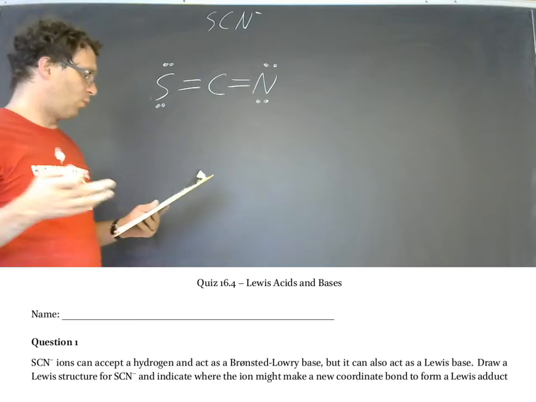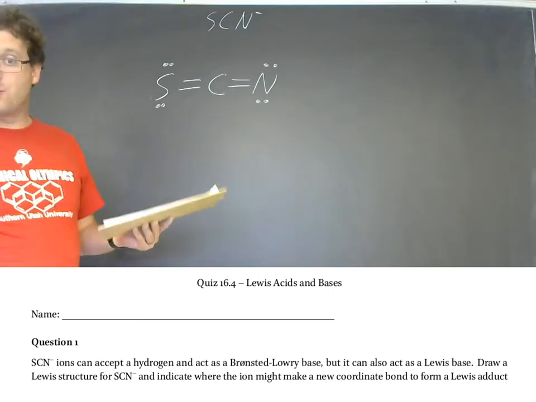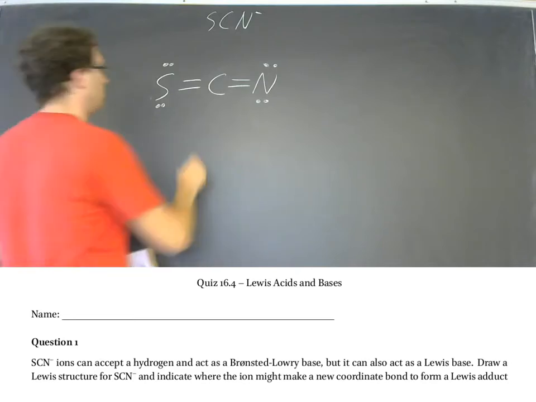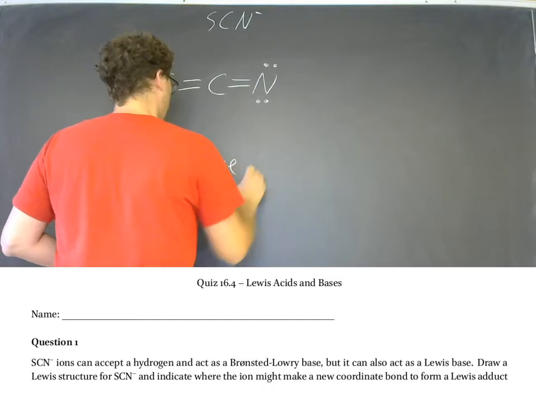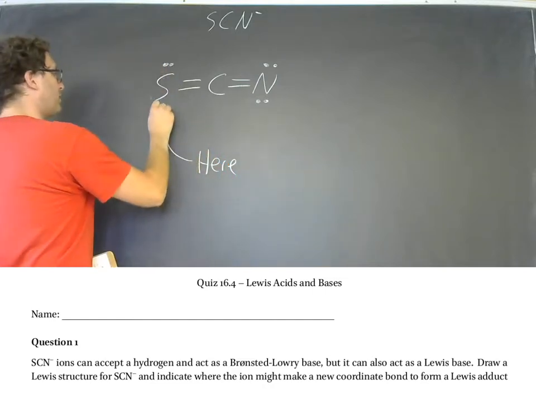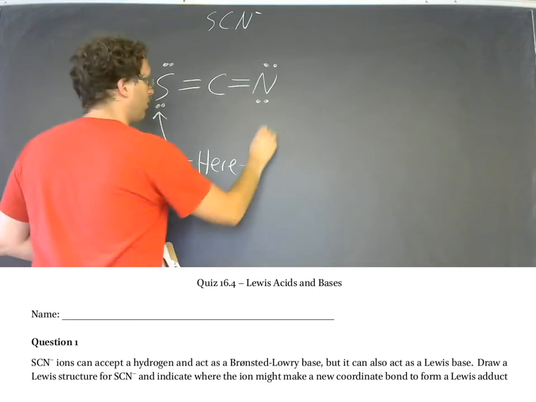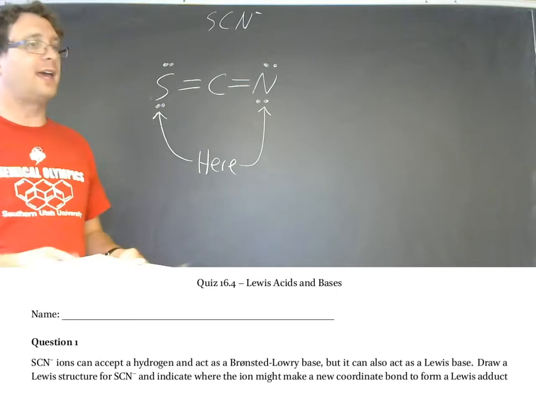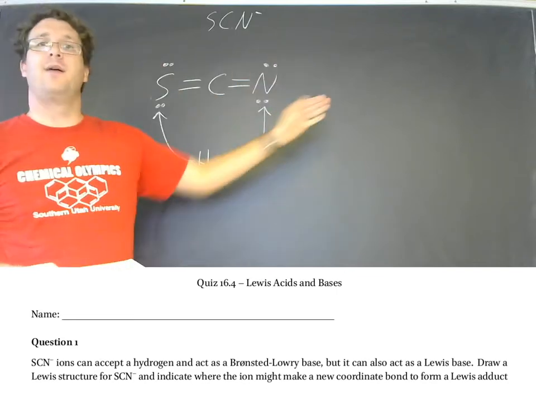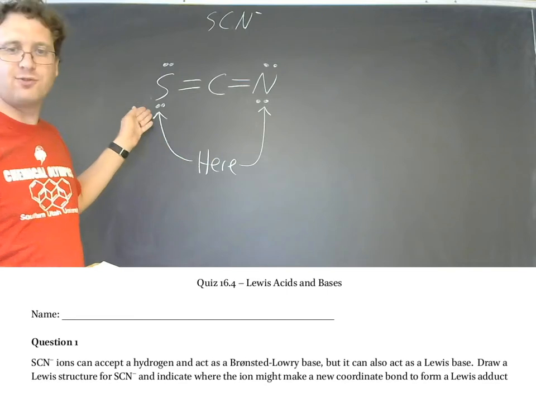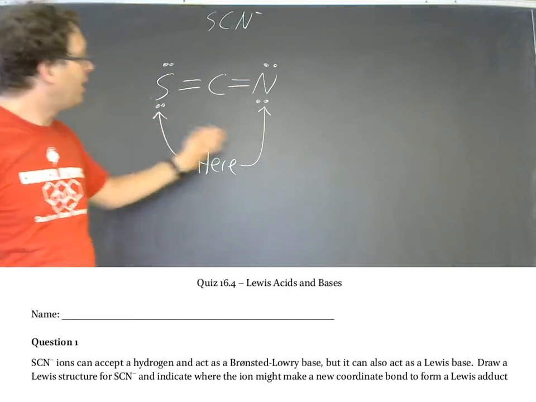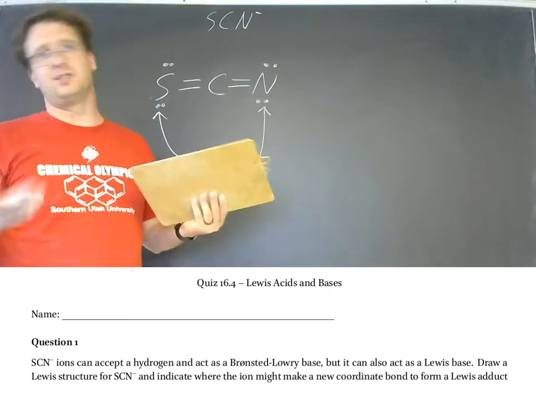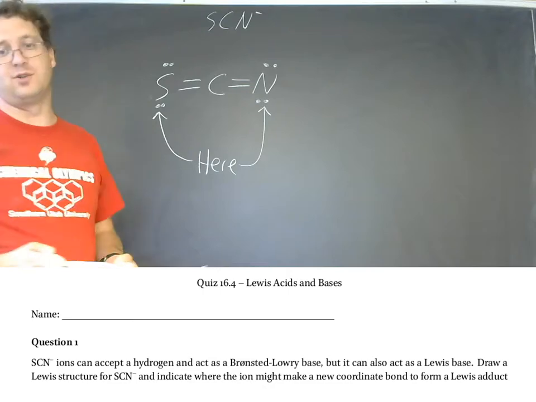Well, where might this ion donate electrons in order to form a new coordinate bond and a Lewis adduct? Well, there are a lone pair of electrons right there, and there are also a lone pair of electrons right there. And the reality is the thiocyanate ion can form bonds on either end. If it bonds through the sulfur, then we call it thiocyanate. If it bonds through the nitrogen, we call it isothiocyanate, just to distinguish between the two. But it's capable of doing both.